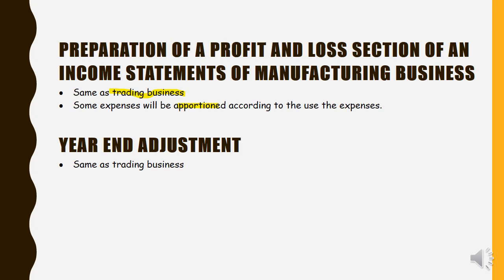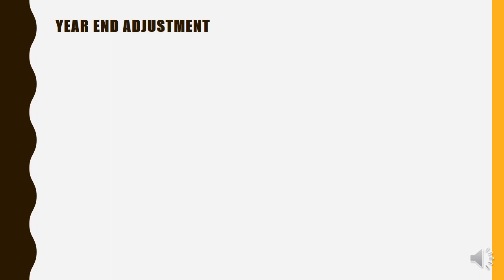Remember that. Then the next one is year-end adjustments. Year-end adjustments are also the same as a trading business. Year-end adjustments means the accrued, prepaid, depreciation, and everything. Before we continue, we do a very quick revision on the year-end adjustments. Year-end adjustments actually has three parts.